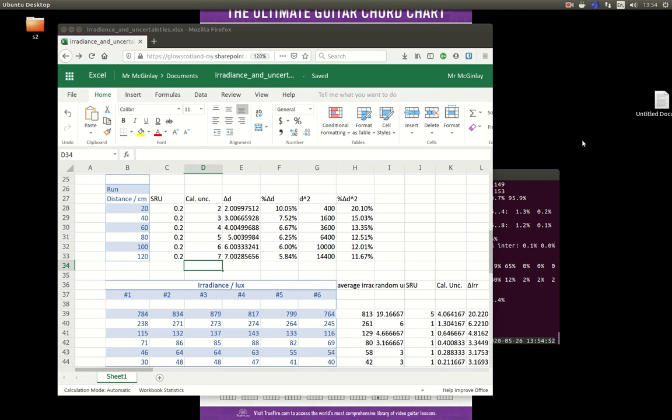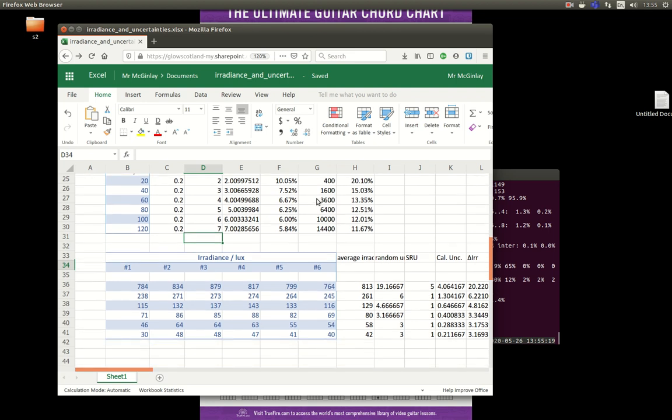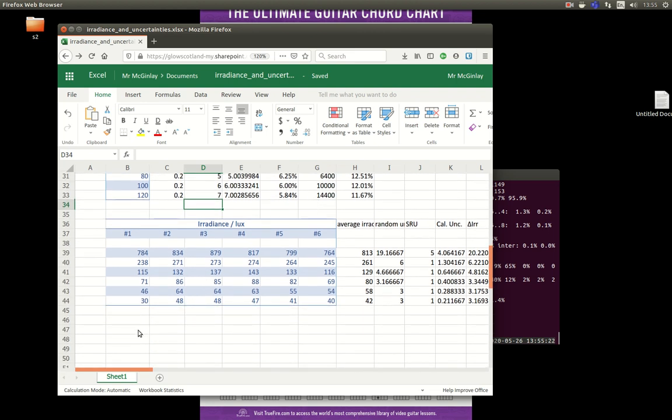I have my measurement uncertainties, and I'd like to combine them and calculate an uncertainty in k. So k equals I times d squared. That should be constant if we did indeed have an inverse square law. So I need d squared and the uncertainty in d squared, and I need the irradiance and the corresponding uncertainty. Now, the d squared values are in G27 and down, so I'll start off with those.